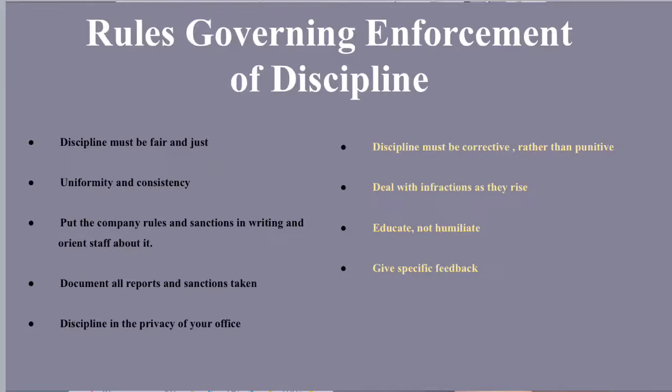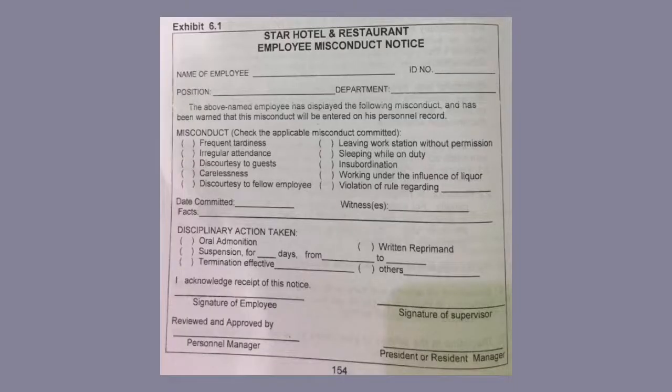When calling the attention of the erring employee, cite pertinent details: what exactly was committed, when, and where. Never use a general statement like "you are always late." Rather say, "Your time card today again indicates that you were late in reporting to work by 30 minutes. This is your third tardiness within this month." So this is an example.